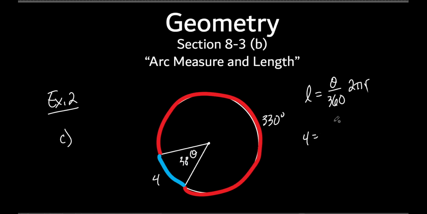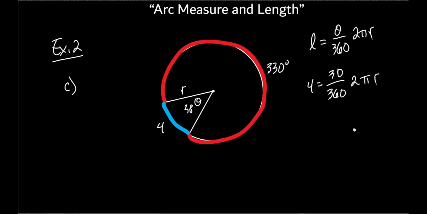Okay? So what do we got? We got 30 over 360. And then 2 times pi times what? R. And we don't know r. That's what we're trying to find. Okay, that's the whole idea. Trying to find the radius. So now it's just a matter of doing some math and figuring it out.